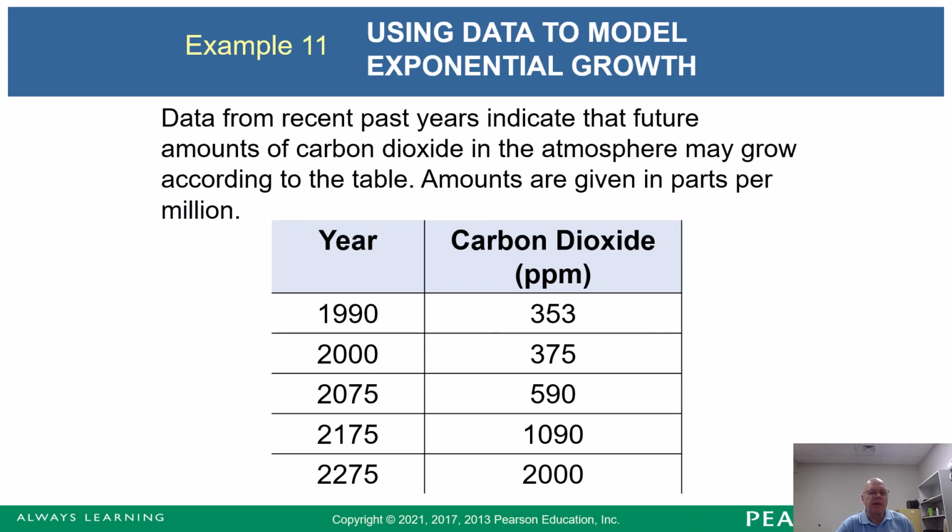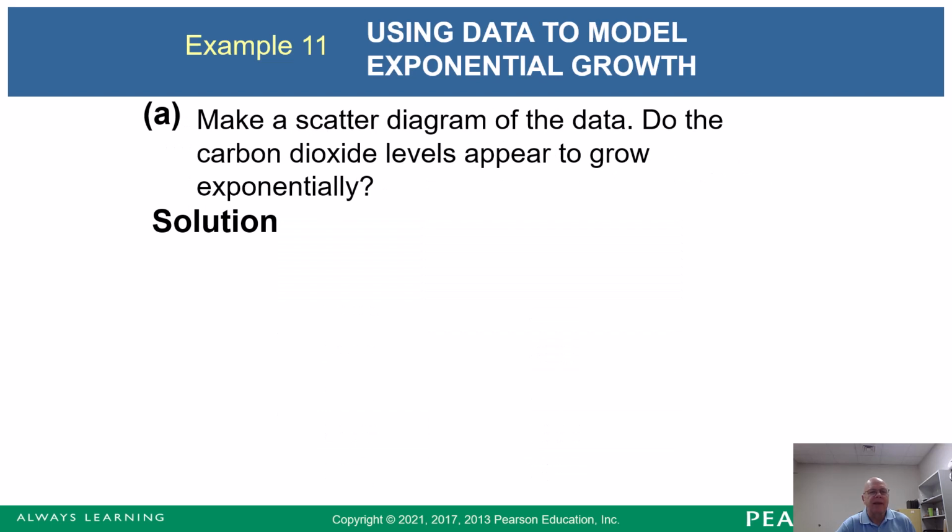Here's an example we can use to get familiar with this. These are the amounts of carbon dioxide in the atmosphere, the concentrations. Make a scatter diagram of the data. Assignment. How do you do a scatter diagram with your calculator?